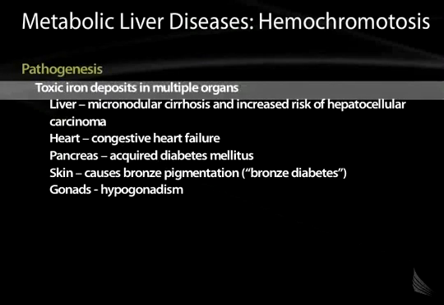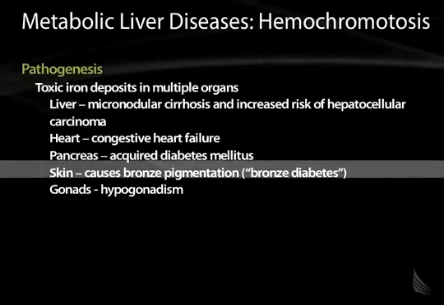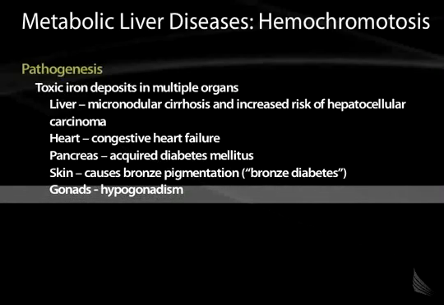hemochromatosis results in toxic iron deposits in multiple organs, including the liver, the heart, the pancreas, skin, and gonads. Deposition in these organs results in failure of these organs. In the heart, it causes congestive heart failure. In the pancreas, it causes acquired diabetes mellitus. And in the skin, it can result in bronze pigmentation, known as bronze diabetes. In the gonads, it can result in gonad failure, including hypogonadism. And in the liver, of course, it can cause micronodular cirrhosis.